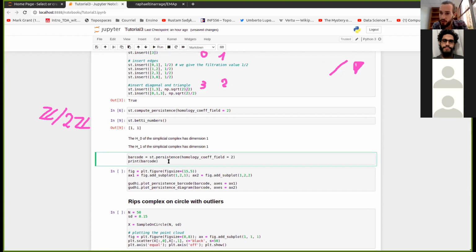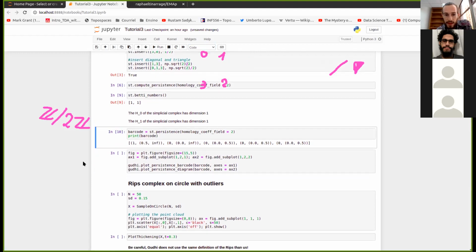And we can do persistent homology. We can ask for the barcodes of this filtration. I say barcode equals st.persistence. When you write st.persistence, what you obtain is the barcode of your filtration. I print here the barcode, and you can read 5 elements, with an integer at the beginning of each element. This gives you which homology group I am talking about. So for instance, these 4 elements are bars, intervals of the H0 barcode, of 0 homology. You can see that you have 3 finite bars that go from 0 to 0.5, and 1 infinite bar that goes from 0 to infinity.